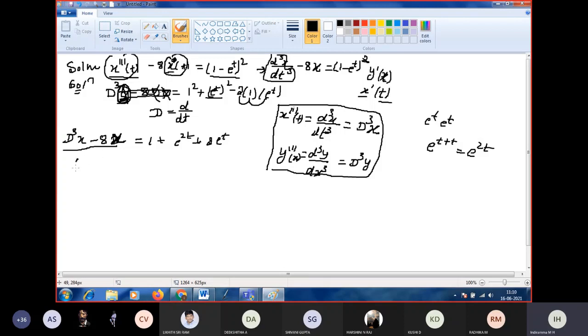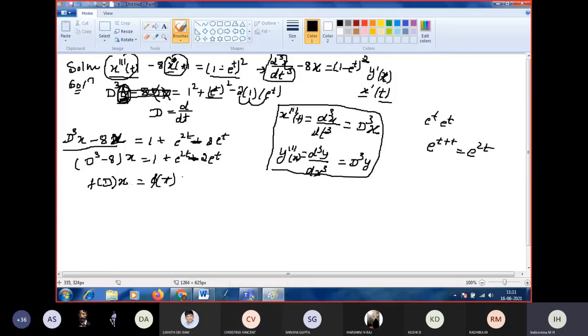Now take x common. D cube minus 8 into x is equal to 1 plus e power 2t plus 2 e power t. Okay, it is like f of d into x. Instead of y we have x. F of d into x is equal to... Ma'am, it is minus that one. Minus should come, ma'am. Where? One minus... a minus b whole square, a square plus b square minus 2ab. Correct. Okay. Now it is okay.